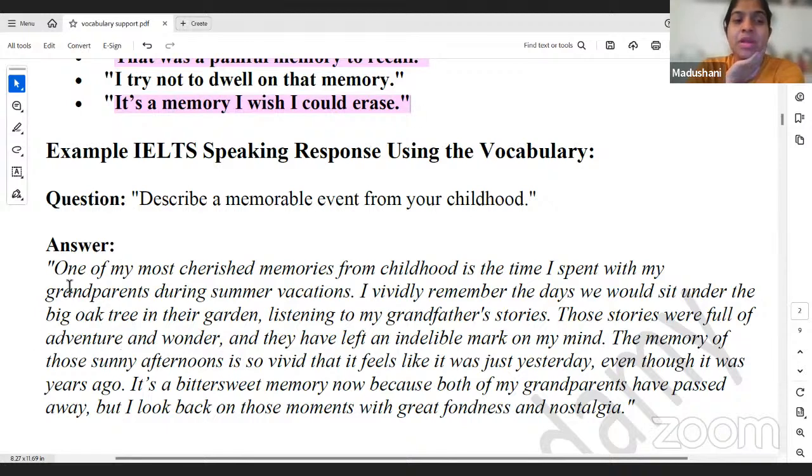One of my most cherished memories from childhood is a time I spent with my grandparents during summer vacations. I vividly remember the days we would sit under the big oak tree in their garden, listening to my grandfather's stories. Those stories were full of adventure and wonder, and they have left an indelible mark on my mind. The memory of those sunny afternoons is so vivid that it feels like it was just yesterday, even though it was years ago. It's a bittersweet memory now because both of my grandparents have passed away, but I look back on those moments with great fondness and nostalgia.